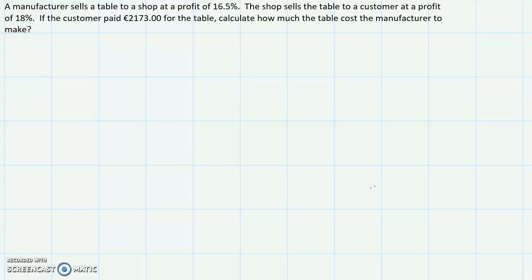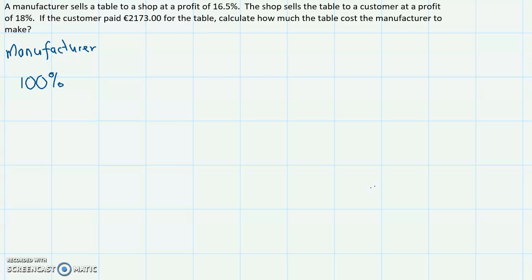Okay, so have a read of this question first of all. So you look at the question first in terms of the manufacturer. Whatever cost, we refer to the cost of making the item as 100%. So for making this table cost him 100%, that's cost value.